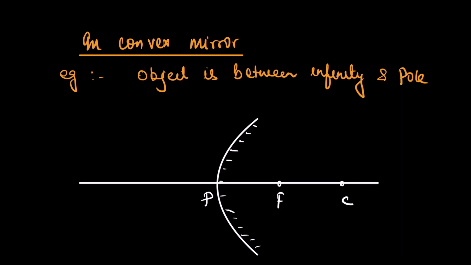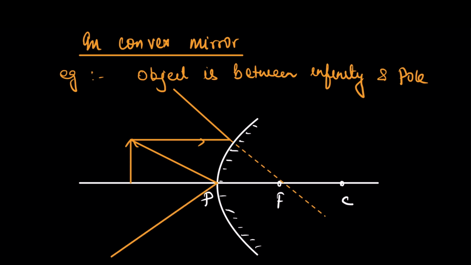Here we place the object parallel. It will diverge and this will pass through the focus. Second, we can take to the pole and its reflected ray will meet like this. So both the rays meet between P and F.